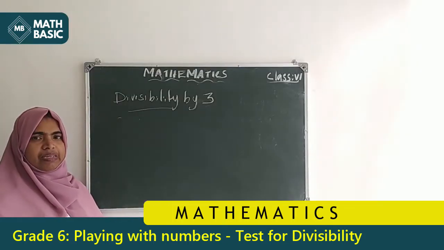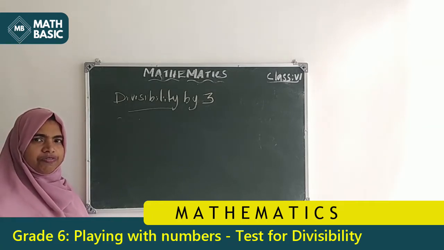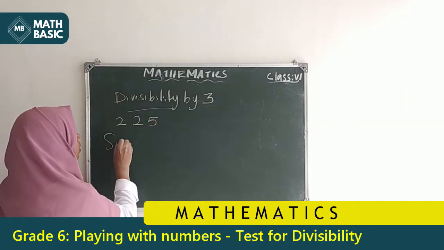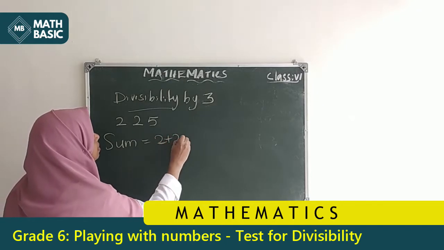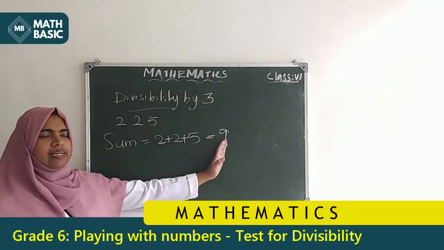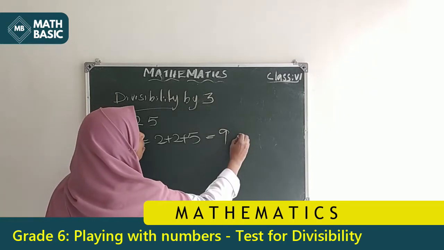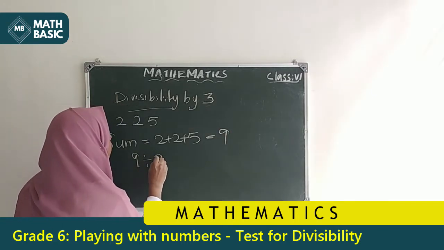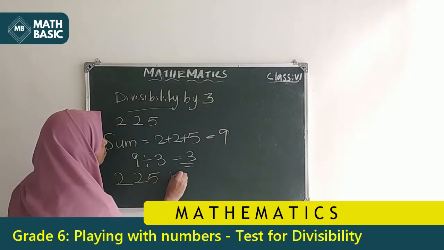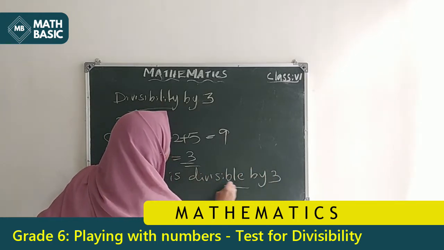Divisibility by 3. The rule says that the sum of the digits is a multiple of 3. For example, the number 225. The sum of the digits is 2 plus 2 plus 5, which is 4 plus 5, which is 9. Check whether 9 is divisible by 3. See, 9 is divisible by 3. So we can say 225 is divisible by 3.